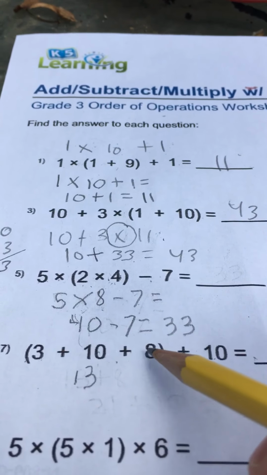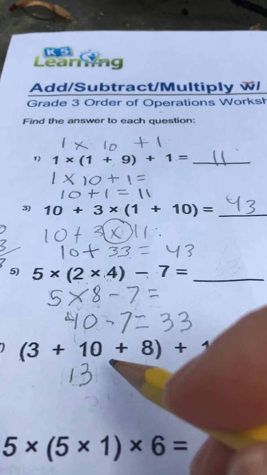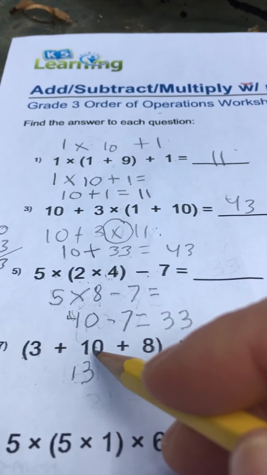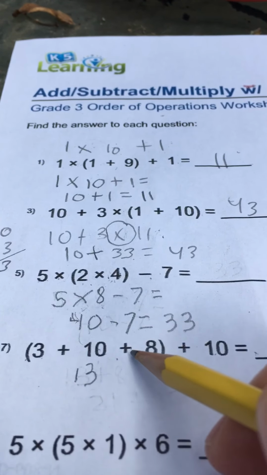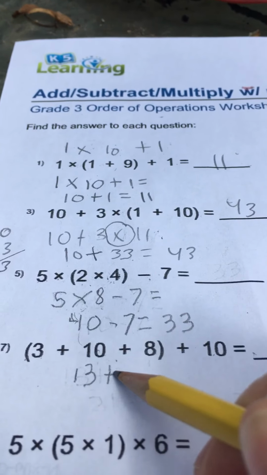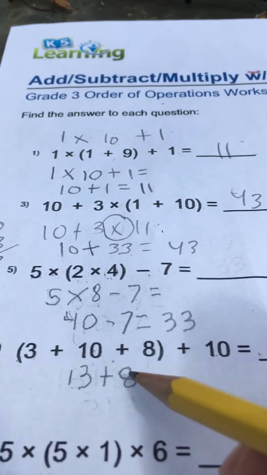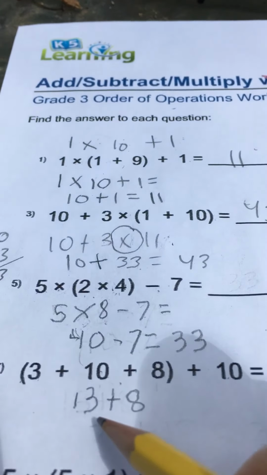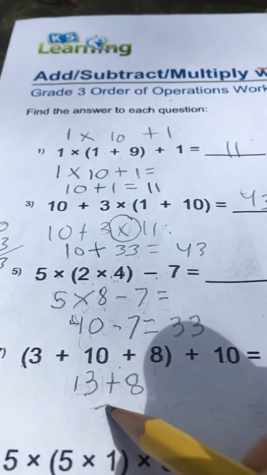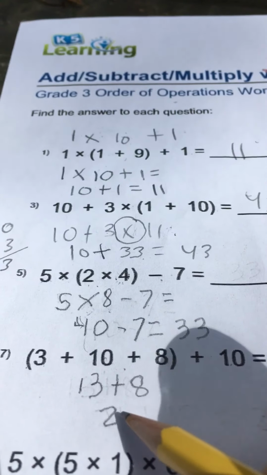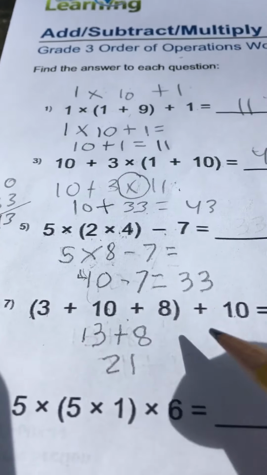You don't have to do the whole problem. What's in the parentheses right away, you can break it up too. 3 plus 10 is 13. Then you just have to bring this down. You're working like you were before when you're bringing down your numbers. But the difference now is I would bring this down here when I solve for 13 plus 8 and I get 21.